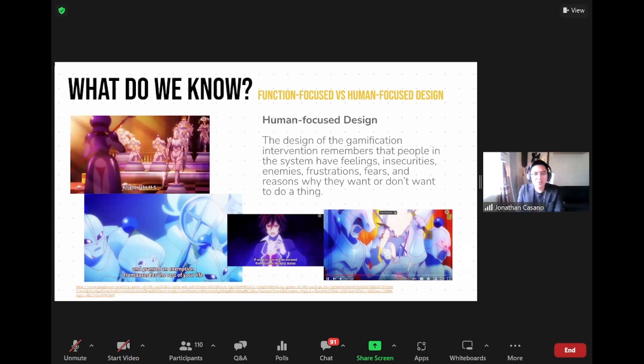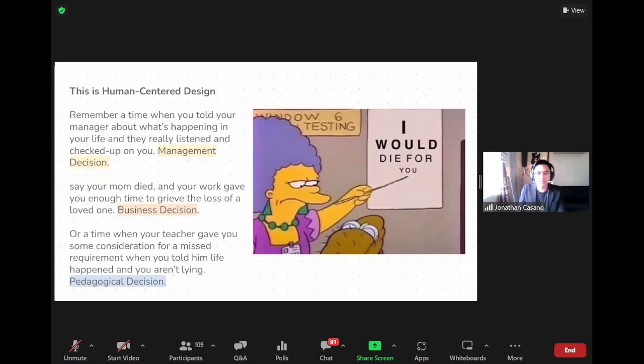And this is sort of like a funny way to describe or to present human-focused design, but it works for our definition because the design of the gamification intervention should remember that whoever is using your framework, your intervention, these are people, guys. They have feelings, they have insecurities, they have enemies, they have frustrations, fears, and reasons why they want to do or don't want to do a thing. And we design for them so that we can have these interventions na akala mo simple, di ba? But they are being used. Why? Because they're rooted in the feelings and the human desires of the people who are using them.